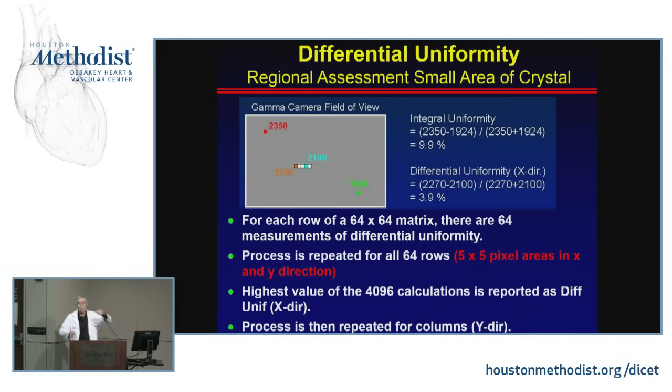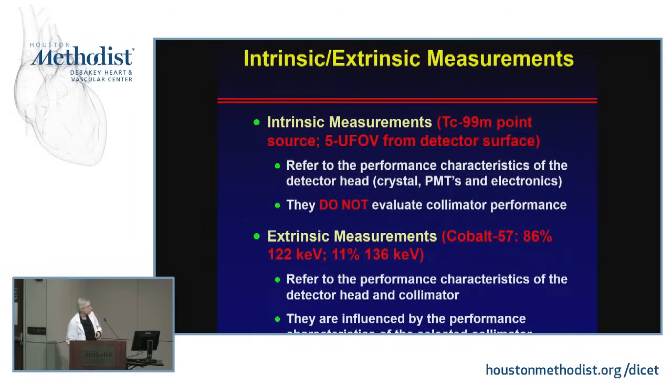We look at both overall uniformity, and differential, small area of interest uniformity, and then we take all of that information and we correct every day. We correct for uniformity on our cameras before we start imaging, okay? We have a correction map, okay? So very, very important.